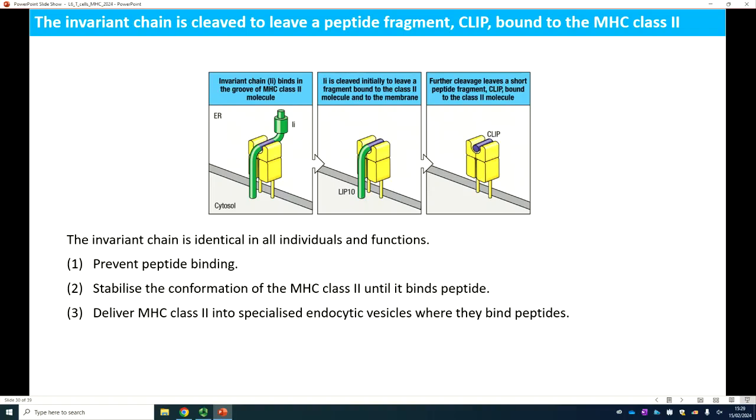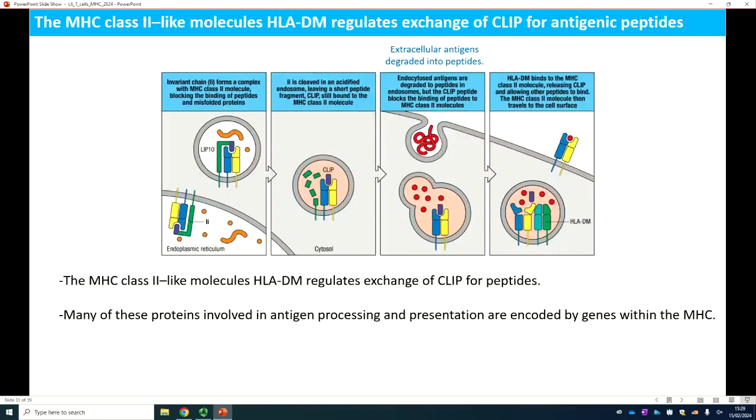And it helps really deliver that MHC class 2 into these endocytic vesicles where it will be able to bind peptide. So going back to that diagram, obviously we've got an MHC class 2 invariant chain. It's going off into its vesicle. We're getting the sort of cleavage of the invariant chain so that we're just left with CLIP. We're then getting fusion with an endosome, so we're getting an MHC in presence with the antigen.